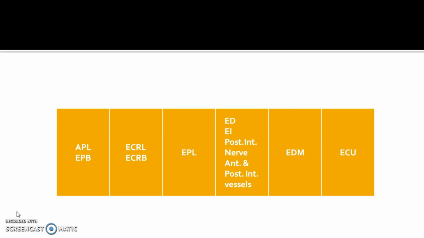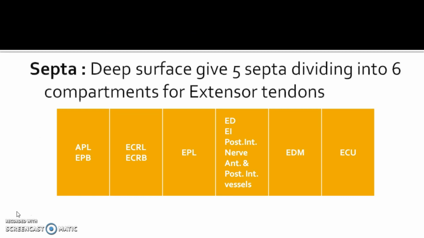And now talking about the arrangement. We divide the extensor retinaculum by septa: 5 septa giving 6 compartments for the extensor tendons. From the deeper surface of the extensor retinaculum some septa arise and go below to divide the area into 6 compartments by means of its 5 septa. So from the lateral aspect to the medial aspect we have 6 compartments formed by 5 septa. These are the septa arising from the extensor retinaculum.